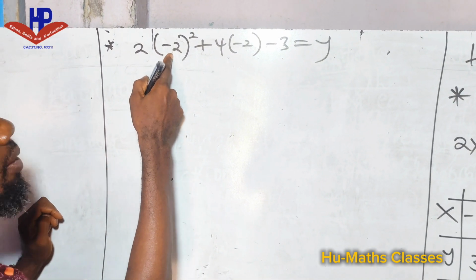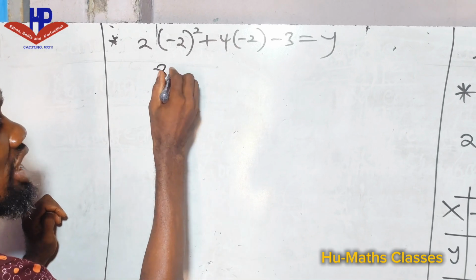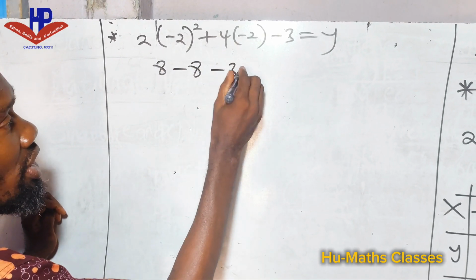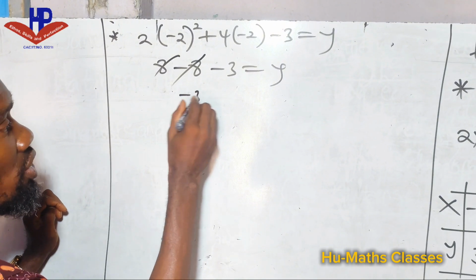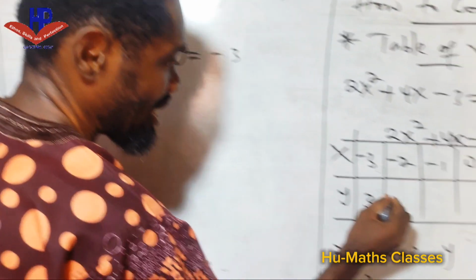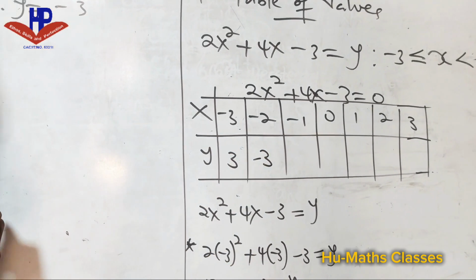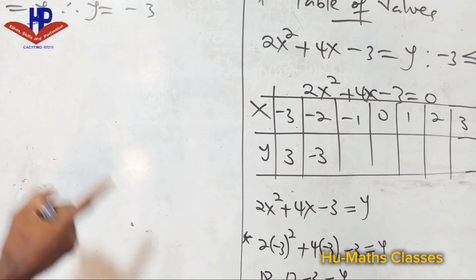That will give us 4. 4 times 2 is 8, plus 4 times minus 2 is minus 8. Then minus 3 is equal to y. 8 minus 8 is 0. What we will be left with is minus 3 is equal to y. So therefore, our y is minus 3. So this part is minus 3. That is how you go about controlling the independent variable to help you get the dependent variable.